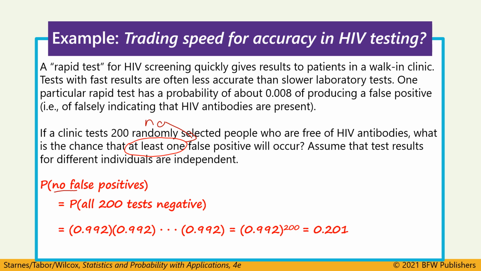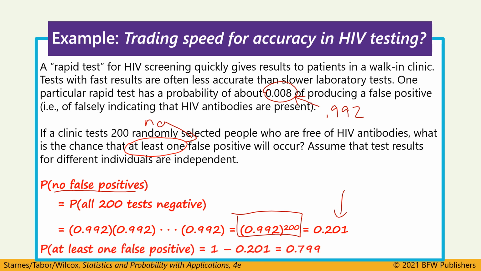If we have no false positives, we're going to start off by saying this doesn't occur, and we're dealing with the other remaining 99.2%, and we want that event to occur for all 200 people, which is given here. So there's a 20.1% chance that all 200 people get the correct results, identifying that there is no HIV present. And the probability that at least one does get a false positive is everything that's remaining, the other almost 80%.